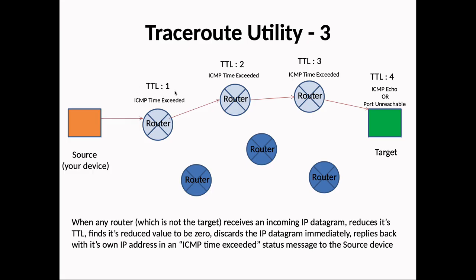So you type in the traceroute command at the source device and an IP datagram starts off in an attempt to reach the target device. But its TTL is deliberately set to 1, which means that the moment it reaches the first directly connected router, it will get discarded and that router sends back an ICMP time exceeded response message back to the source device containing that router's own IP address.